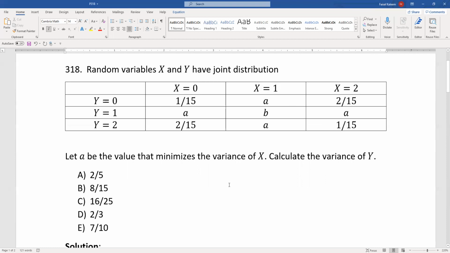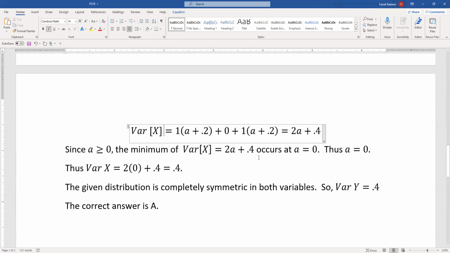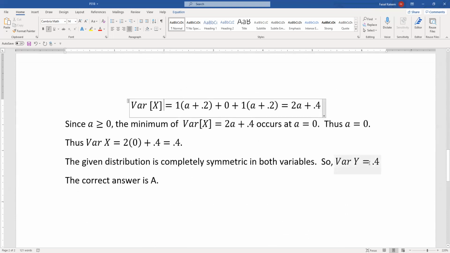So that means that whatever is true of x is true of y, and we found the variance of x to be 0.4. So the variance of y also will be 0.4, and choice A was 2 over 5, which is 0.4. So the correct answer is A.